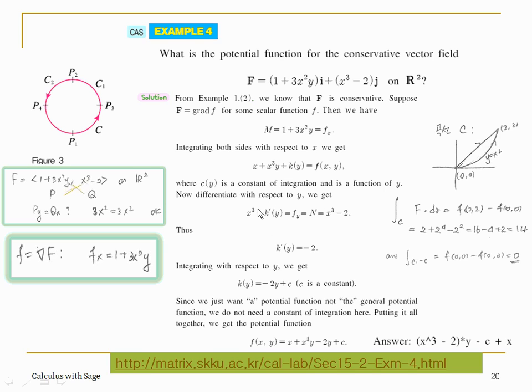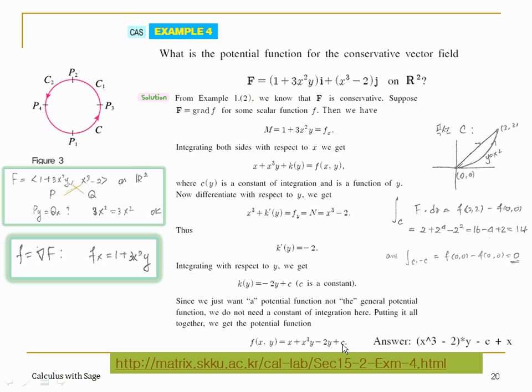So this should be the same as this, which says k prime of y is equal to minus 2, which means k of y is minus 2y plus c. Which means f of x, y is x plus x cubed y plus this k of y, which is this. So this is the answer: x plus x cubed y minus 2y plus c.